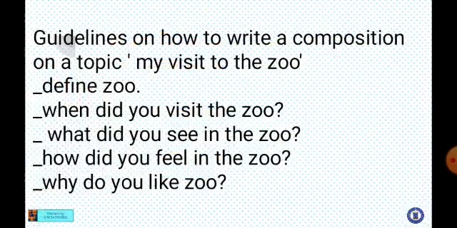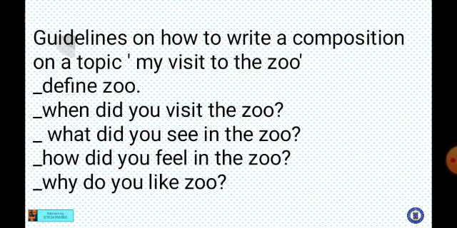So remember, before we vacate, we normally give you guidelines before you write a composition on a certain topic. So here is a guideline that will lead you on how to write a composition on this topic, my visit to the zoo. So the guidelines are as follows.